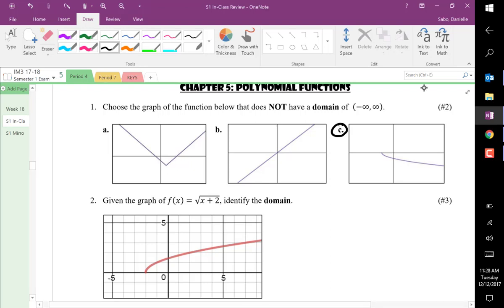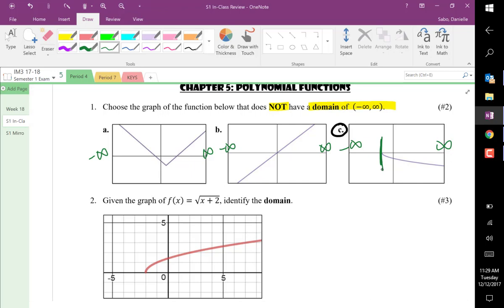Let me explain the question first. It says, choose the graph of the function below that does not have a domain of negative infinity to positive infinity. Remember what I told you guys to do to help you with domain and range? Negative infinity to positive infinity. A and B are forever going left and forever going right. This one, C, is stopping right here. That's restricting my domain. It starts technically at that line that I just drew and goes on.